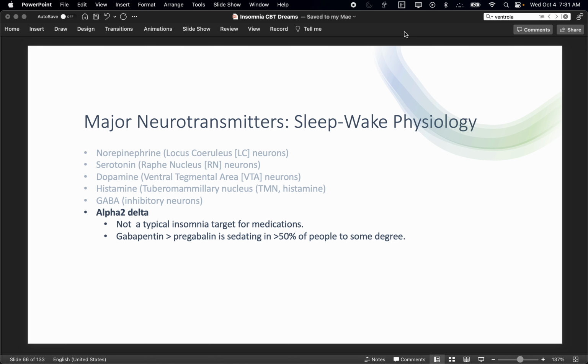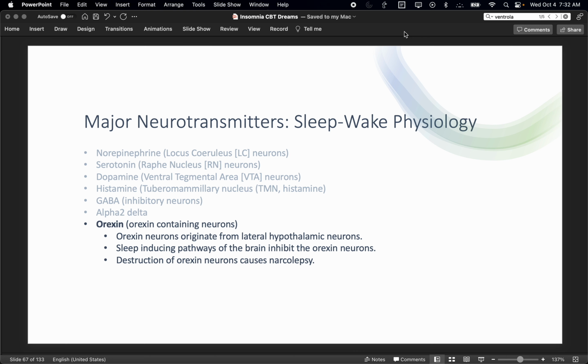Alpha-2 delta is not the most common target for medications to cause sedation. Some doctors, despite this, still use it as a second or third line option. Realistically, they reduce people's anxiety temporarily, the same way benzos would, though not through the same mechanism of action, but some people can find that sedating. So gabapentin and pregabalin could be used that way, gabapentin typically more than pregabalin.